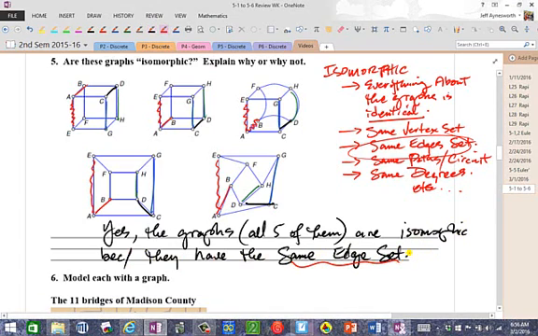Okay, everybody say isomorphic. Gotta say it a little bit louder. Okay, all right, I'll be back with you in just a moment.